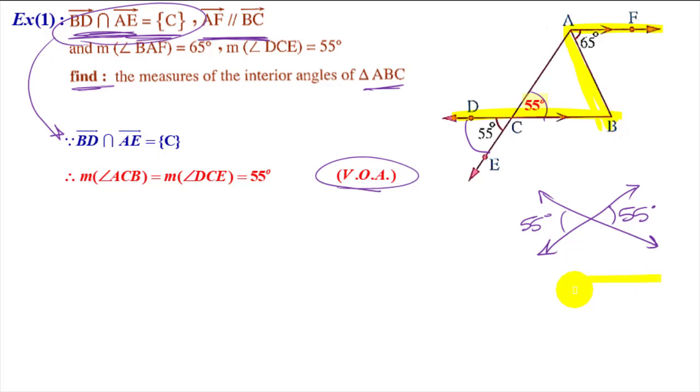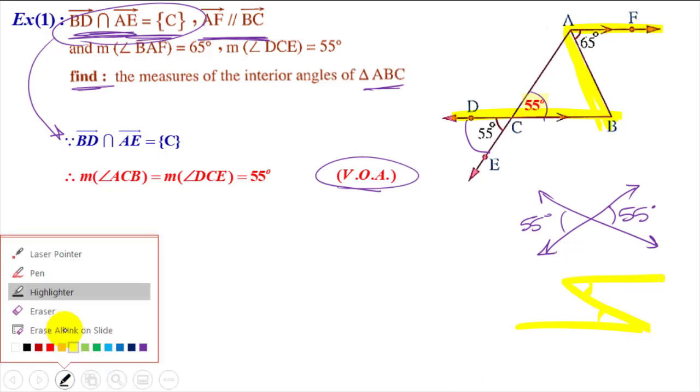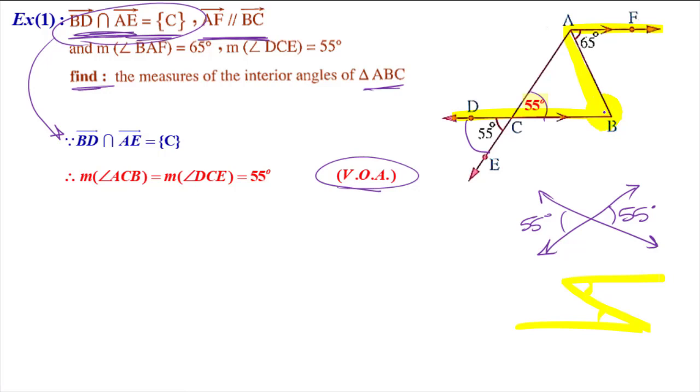We notice it makes a Z shape, or alternate angles, and we study that if two straight lines are parallel then each two alternate angles are equal in measure. Therefore the measure of angle B will equal the measure of angle FAB because they are alternate angles.